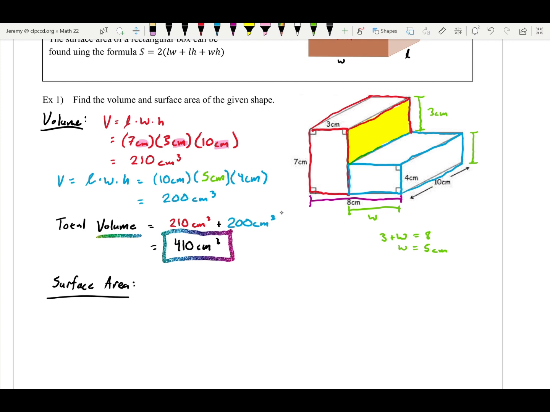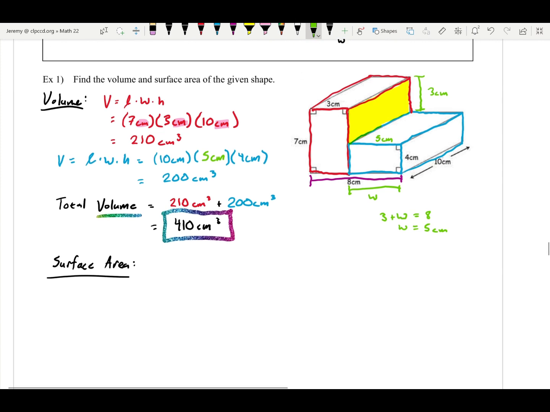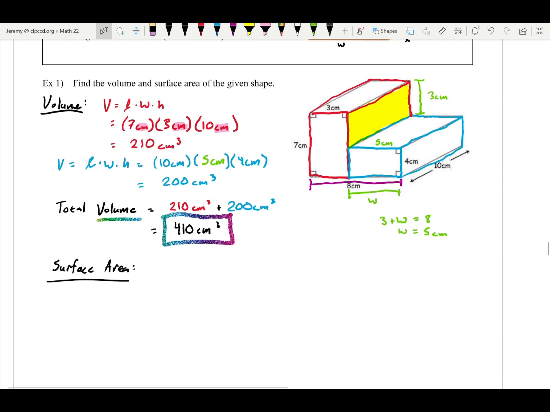Okay, so here, just cleaning up my picture a little bit. That's 3 centimeters. We found that this was 5 centimeters right here. So I think I have everything I need now. So now I just want to stay organized and start adding up all of these surface areas.